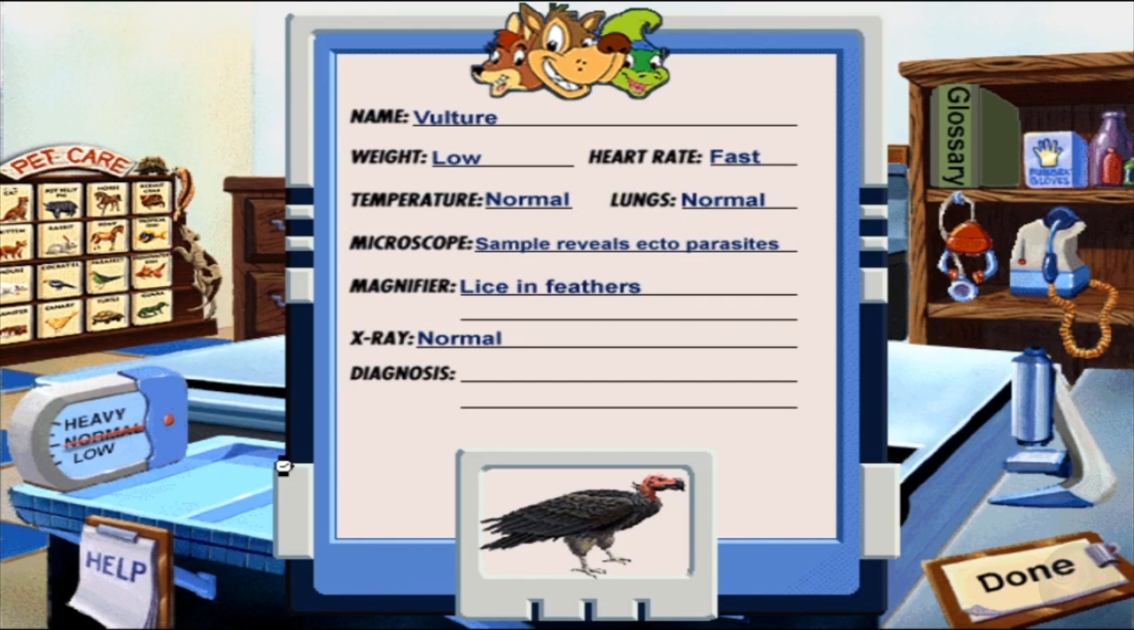Normal. The vulture's weight is low, but its temperature is normal. The heart rate reading is fast, and the lung reading is normal. The microscope and the magnifying glass reveal ectoparasites in the feathers and red, irritated skin. The X-ray shows no problems. The vulture has feather lice.